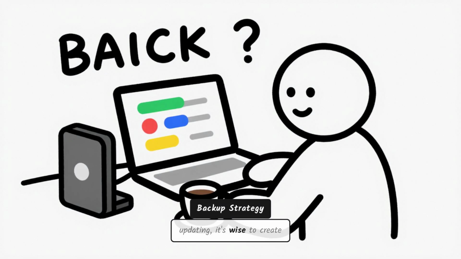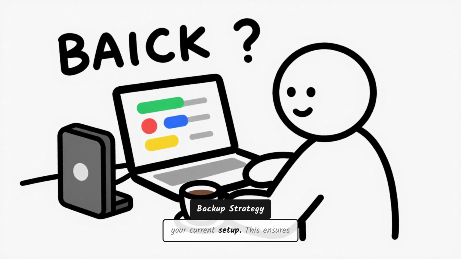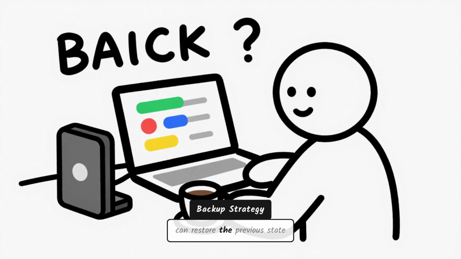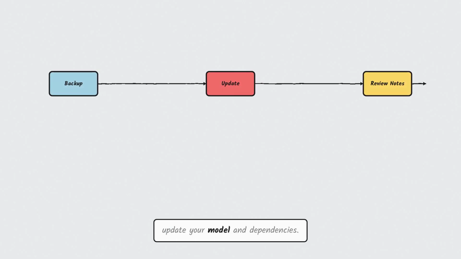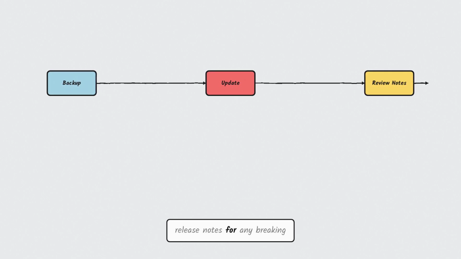Before updating, it's wise to create a backup of your current setup. This ensures you can restore the previous state if anything goes wrong during the update process. After backing up, proceed to update your model and dependencies. It's often helpful to consult the release notes for any breaking changes or new features.